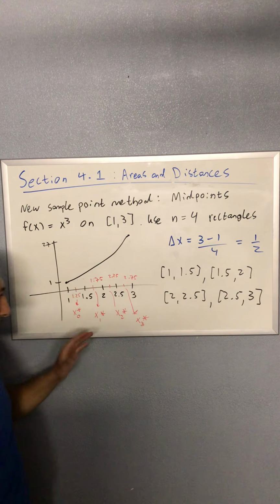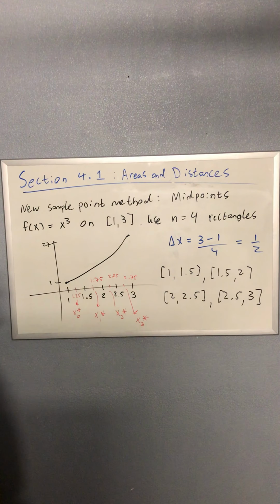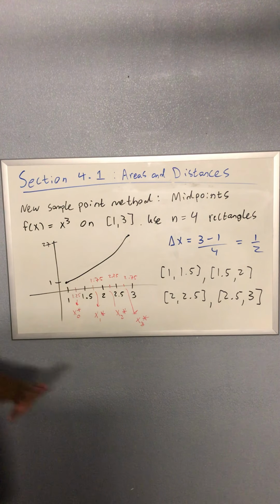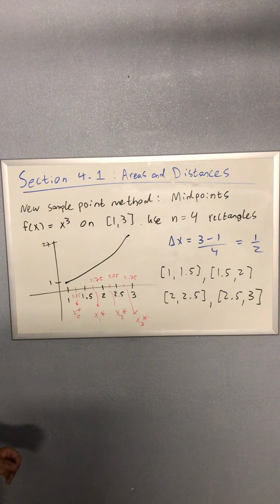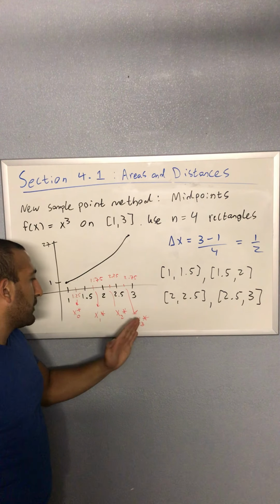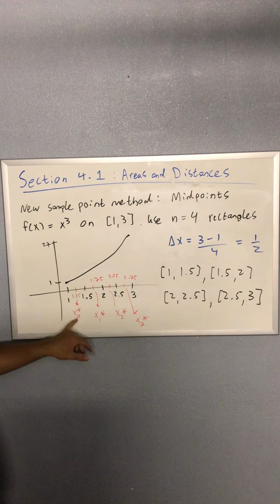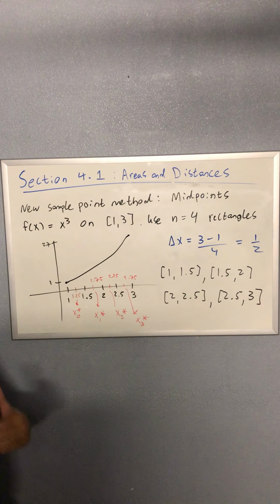Okay, so this is what the star means. It's just the sample points that we're going to use. Now the midpoint. Based off these sample points, we get heights of the rectangle, right? Because the output of the function at each of these points tells us how large our rectangle should be.